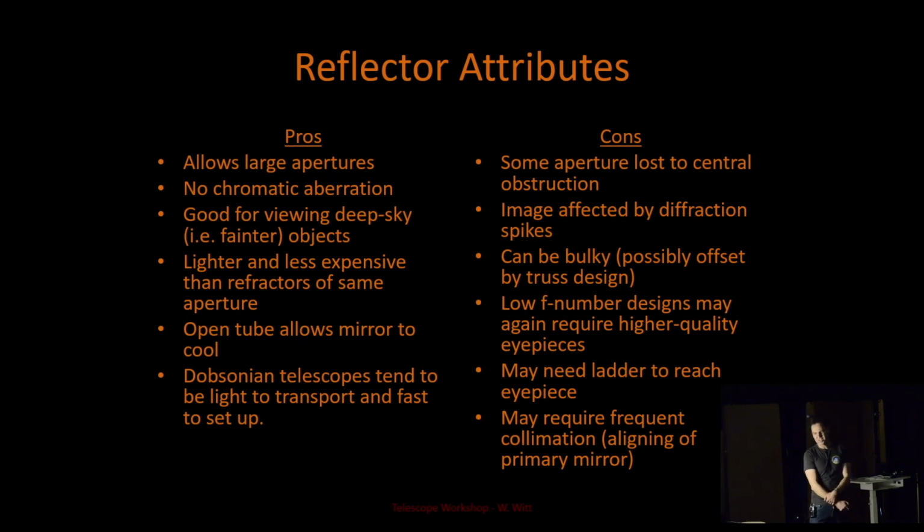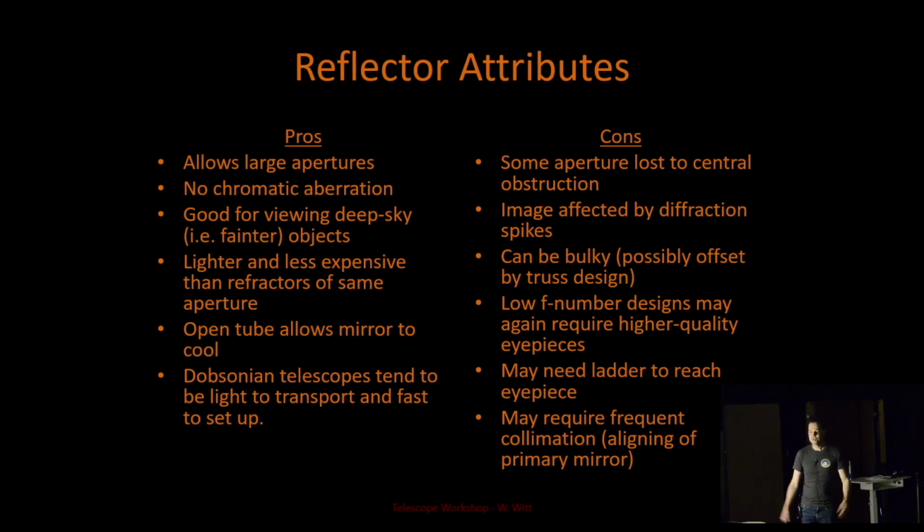So quick pros and cons. Reflectors, large apertures, we saw that. No chromatic aberration because they reflect, not refract. They're good for viewing deep sky objects because you can get such a large aperture. They're lighter, less expensive to build than refractors.